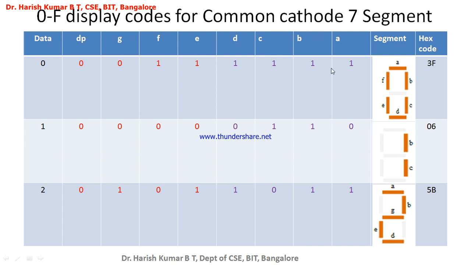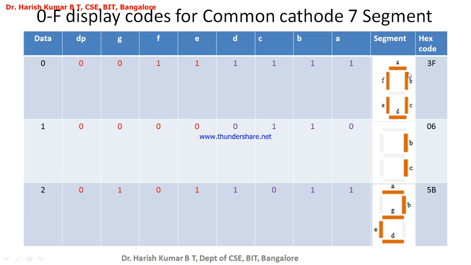Now what is the data related to that? So this is the data. I am going to write all the segments from A to DP in right to left order, like this: A, B, C, D, E, F, G, and then DP. So don't write in this order from left to right. Always write it from right to left, because A must be the least significant bit and DP must be the most significant bit always.